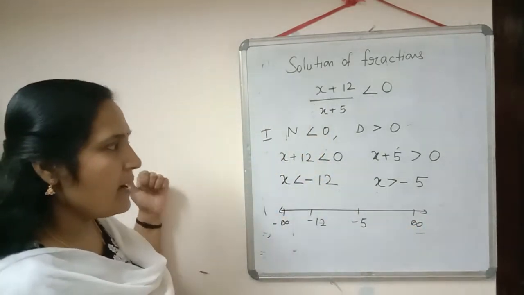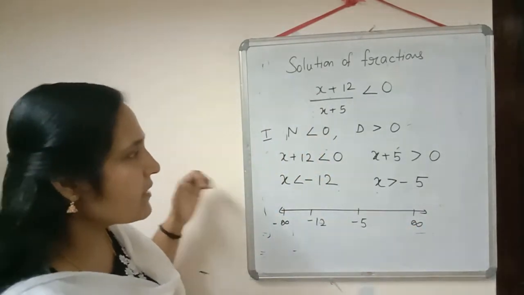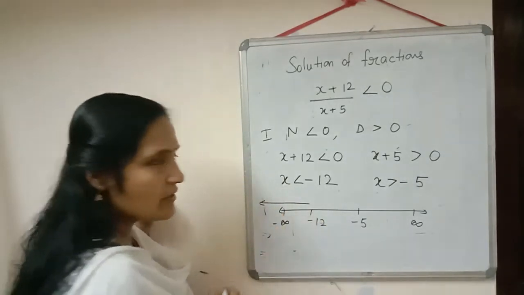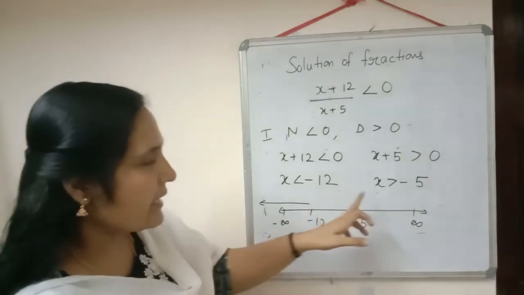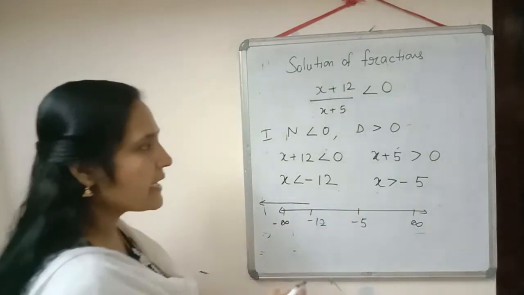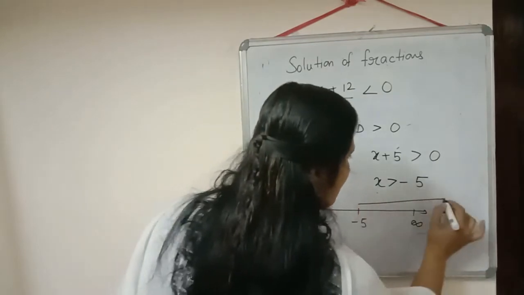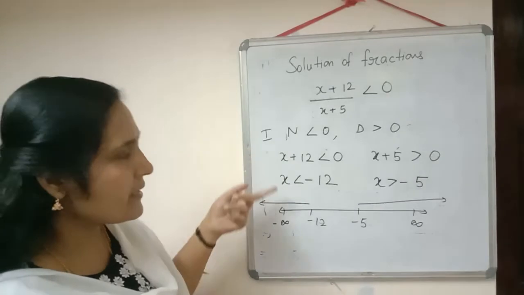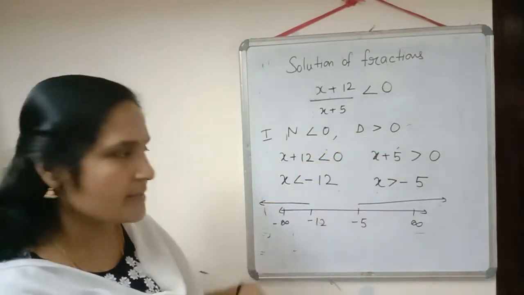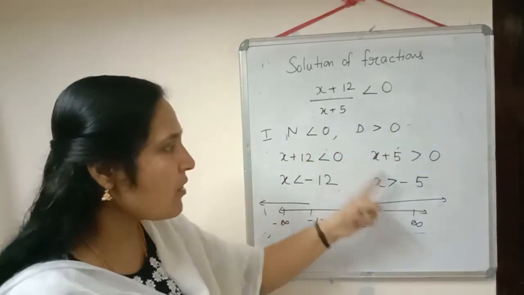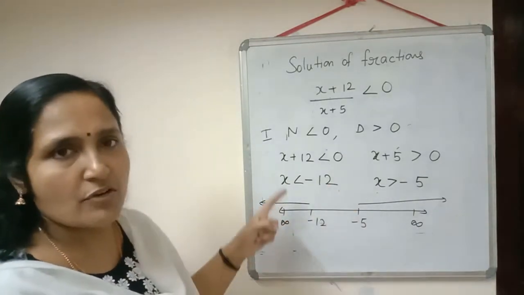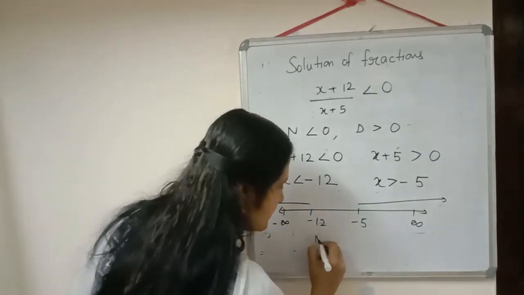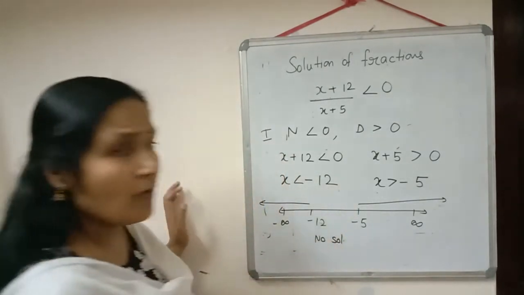x less than minus 12. x will take all the values which are less than minus 12, means we will go to the left-hand side. And x will take all the values which are greater than minus 5, means we are going to the right-hand side. So when we take numerator negative and denominator positive, we are not getting any common solution region. So in this case, no solution.